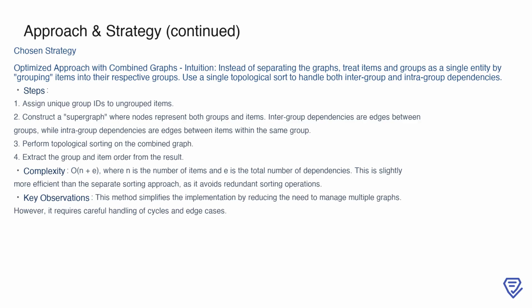It is slightly more efficient than the separate sorting approach because it avoids redundant sorting operations, such as sorting groups and items independently. However, implementing this method requires careful attention to edge cases, including cycle detection, to ensure correctness. The simplicity of managing a single graph makes this approach particularly attractive for debugging and implementation.